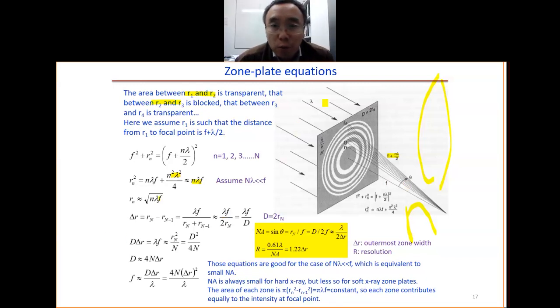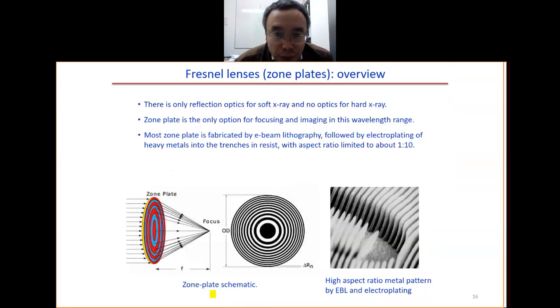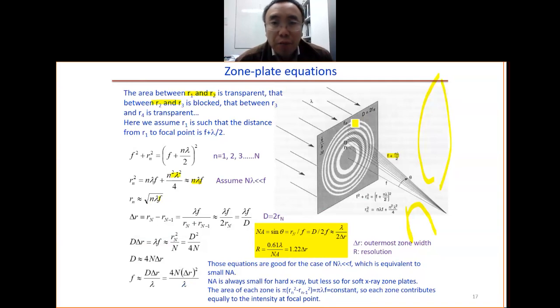First, we calculate the zone width, the delta R value, this delta R. Here you can see the same thing. This is delta Rn, the width of the outermost zone. So delta Rn equals Rn minus Rn minus 1. Because of this formula, it's equal to lambda f over Rn plus Rn minus 1. When n is large, Rn and Rn minus 1 are roughly the same, so the sum equals 2 times Rn. 2 times the radius is the same as the diameter. So we have this formula here.